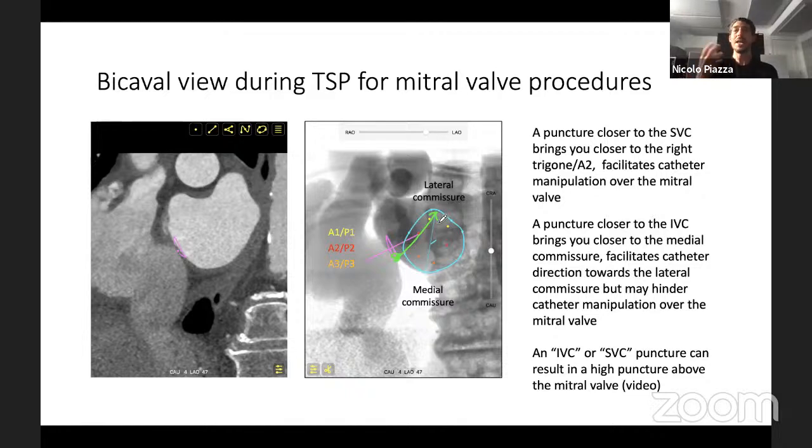Now, what is right next to the lateral commissure? Next to the lateral commissure is the left atrial appendage, which is right here. This is why we tend to like to do inferior punctures to get into the left atrial appendage, because you become more coaxial. Okay, you don't want to go superior.